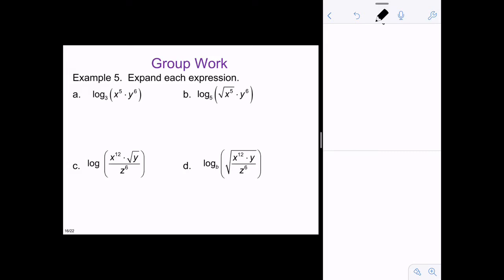So I'm going to do number B. So go ahead, take a break. Don't take a break. Try it on your own. See how you do. I'm going to do B when you come back.